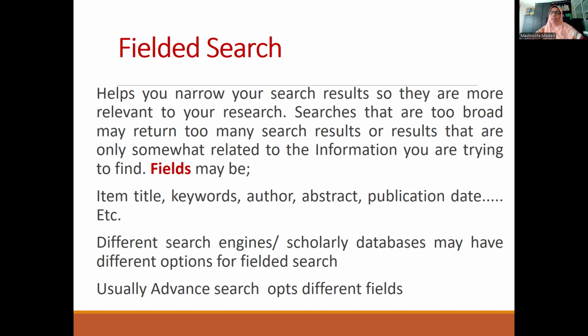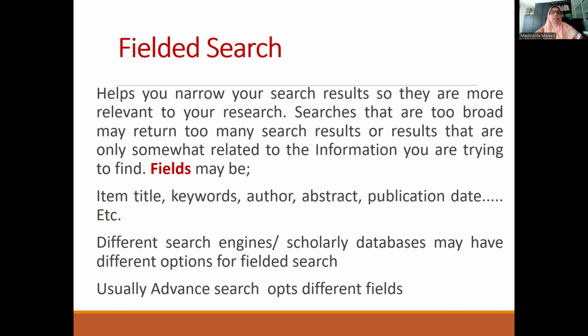So fields may be item title, keywords, author, journal title, abstract, publication date, etc. This will help to retrieve very good, appropriate results for a search. Different search engines or scholarly databases may have different options for filtered search. Usually, advanced search in Google or Google Scholar offers different fields. So now I'm going to show you how to do that filtered search by using Google.